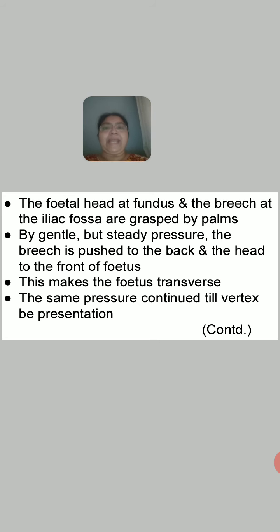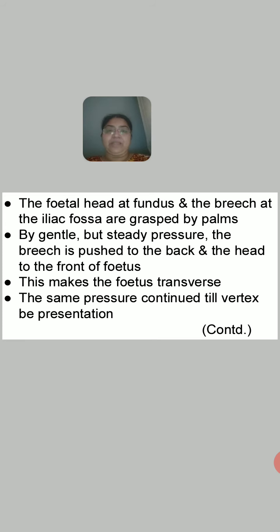The fetal head at the fundus and the breech at one iliac fossa should be grasped by the palms. By gentle but steady pressure, the breech is pushed to the back and the head to the front of the fetus. The buttock should be pushed towards the back of the fetus and the head should be pushed towards the front of the fetus.